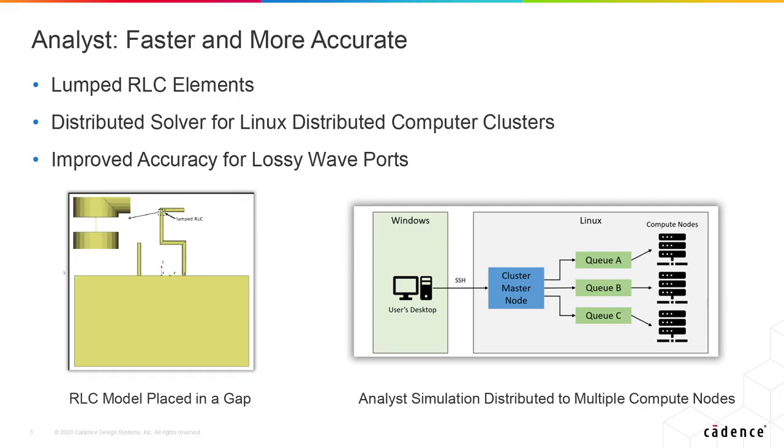And then finally, another important improvement is we've actually improved the accuracy of our wave ports for the case with lossy metal. We now have a better way of doing that. It is more accurate. So for extremely highly accurate filters and things where you need an accurate Q, you will get a more accurate answer.